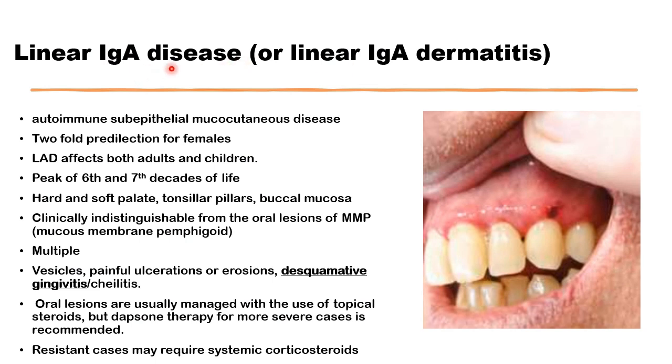Another autoimmune subepithelial mucocutaneous disease is the linear IgA dermatitis, which affects mainly females. It can affect both adults and children, with the peak incidence at the 6th or the 7th decade of life. It affects mostly the palate, hard and soft palate, tonsillar areas, and the buccal mucosa, and can also cause desquamative gingivitis. The lesions are very similar to mucous membrane pemphigoid, forming vesicles that rupture and leave painful ulcerations and erosions, plus the desquamative gingivitis.